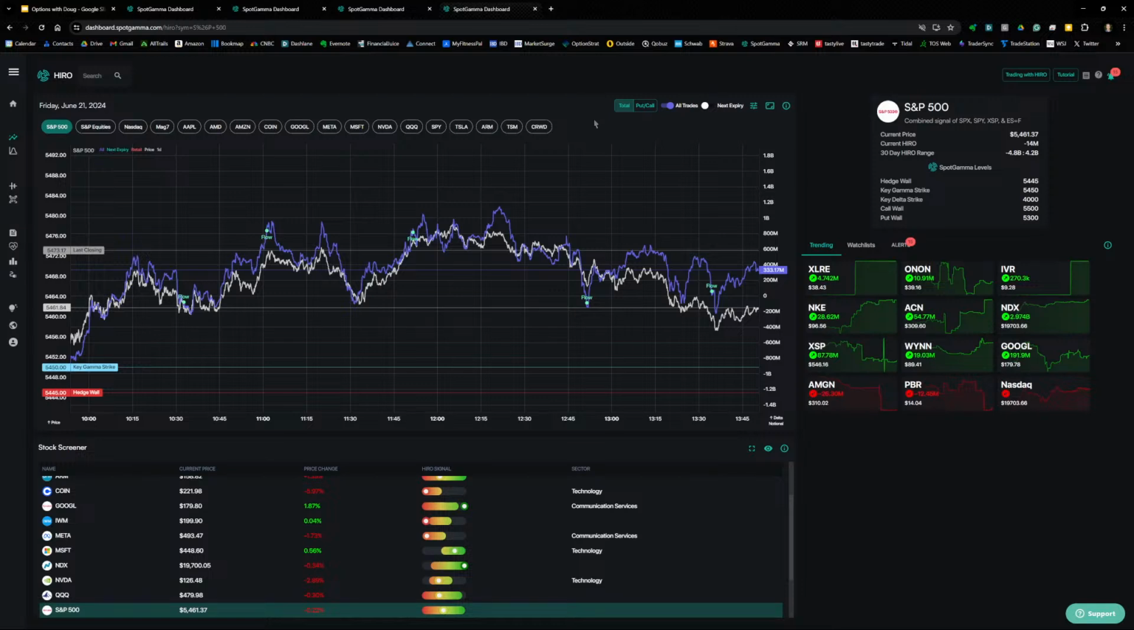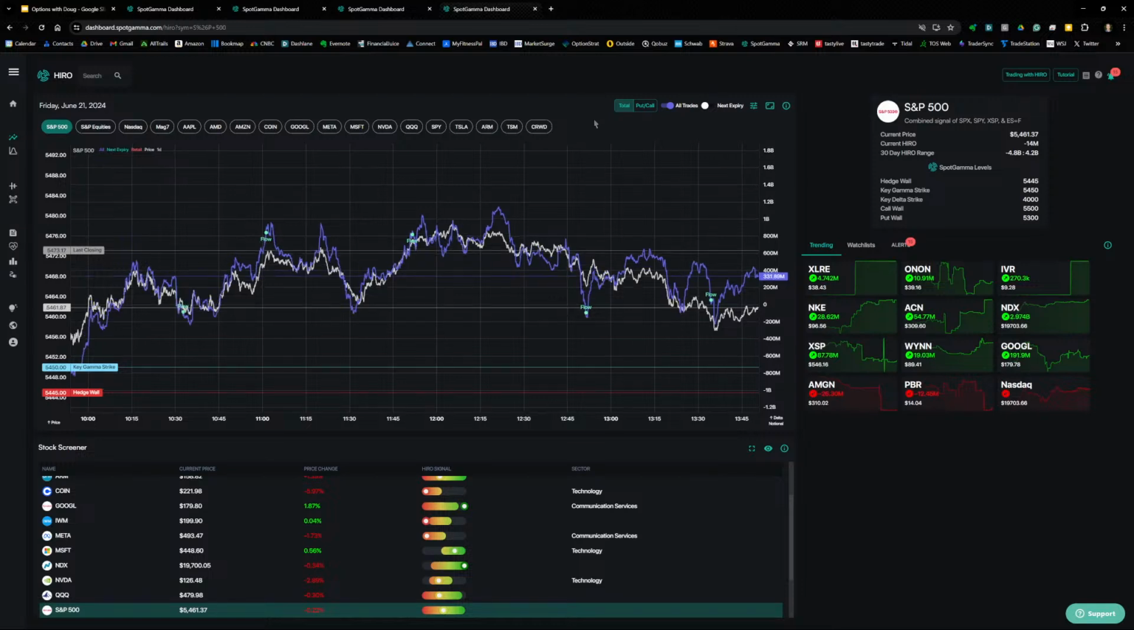Look at real-time hedging flow here. So we'll start by taking a look at what options traders have been doing today.